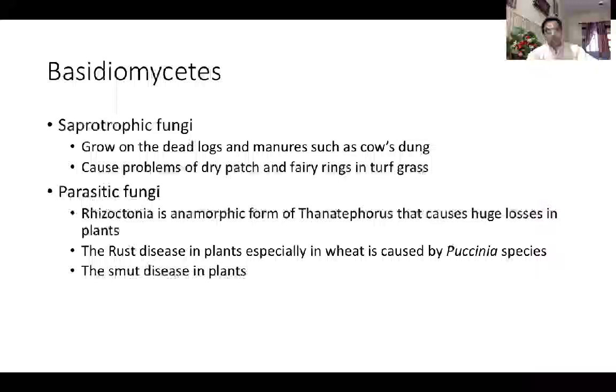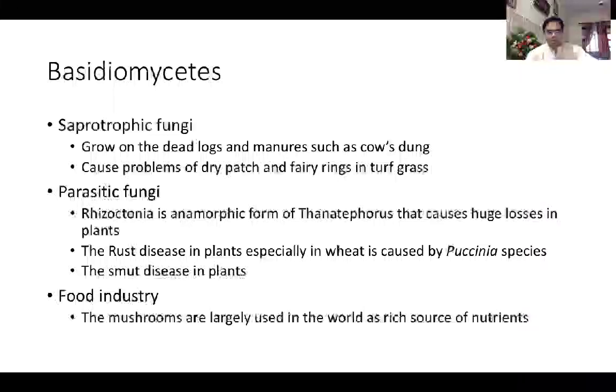Then another group of pathogens is called smut. Smut disease is caused in plants. They are important in cereals. They belong to Basidiomycetes. Then, Basidiomycetes are important. You cannot forget the role of mushrooms in the food industry. And they are a rich source of proteins.